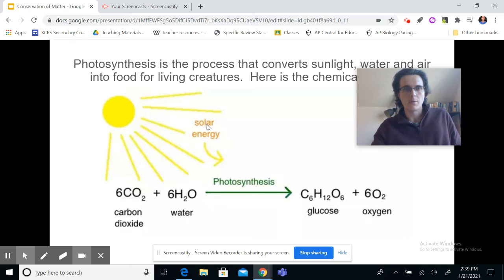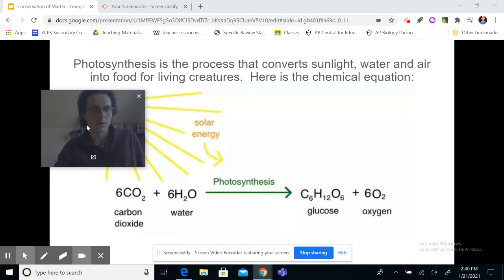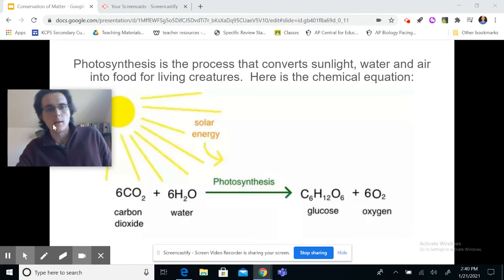So I want to give you an example from a different equation. What you're looking at is the reaction between carbon dioxide in the air and water in the ground and solar energy, just sunlight. And those three things react to produce sugar and oxygen in a process we know as photosynthesis.